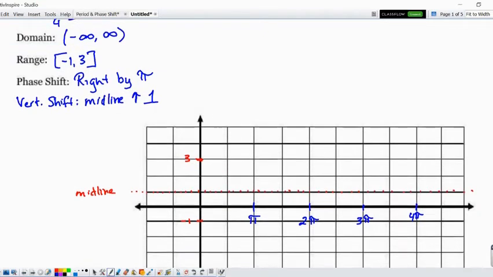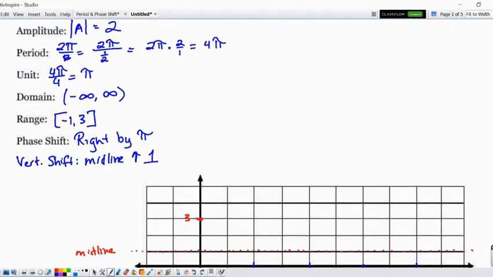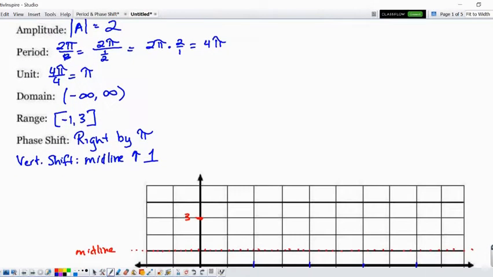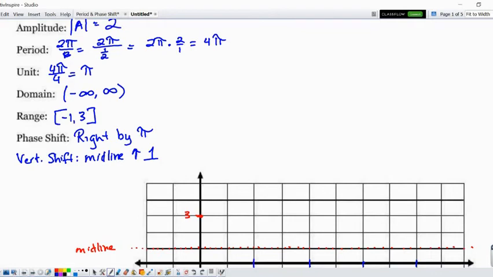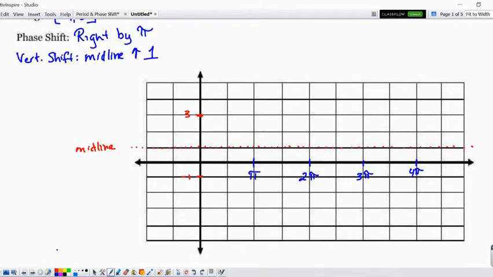And the last thing I'm going to do before I get my final graph is graph everything except for the phase shift. So I want to have a good idea of what my graph looks like, and then I'm going to drag it to the left or to the right. So the sine curve starts at the midline, which is right here. It's not at the x-axis anymore, but it's been shifted up by 1 unit. And remember that this is a reflected graph.